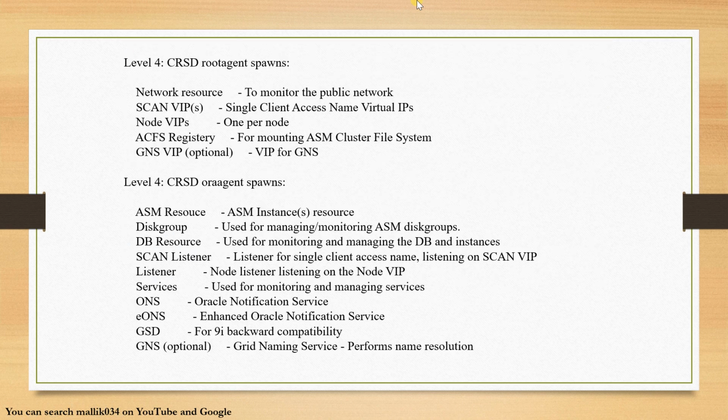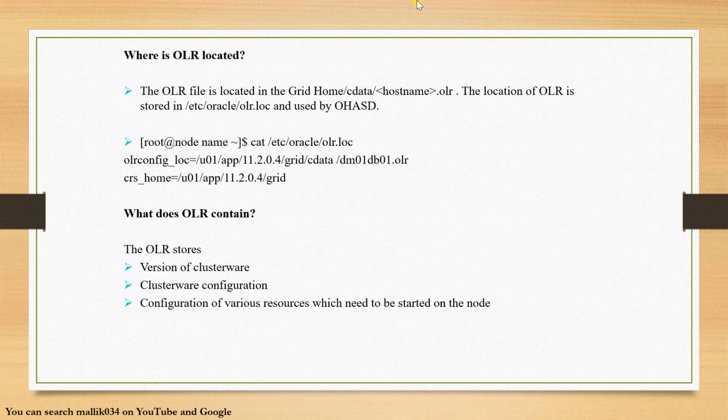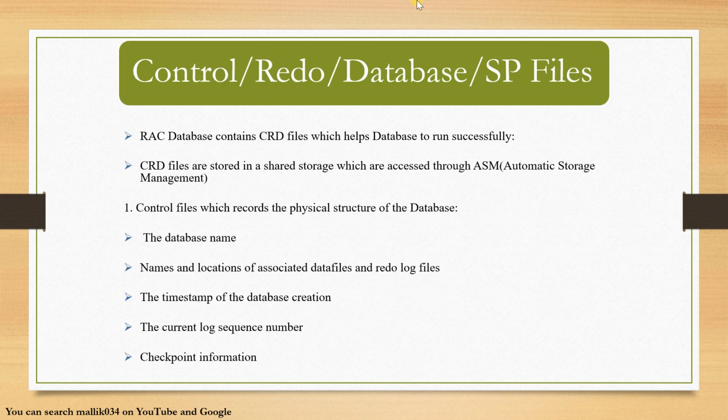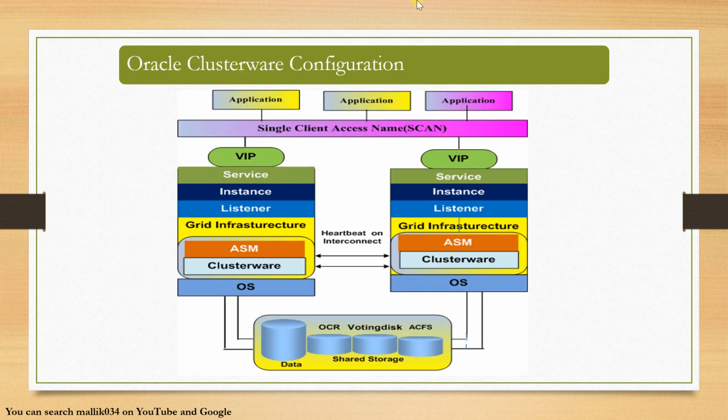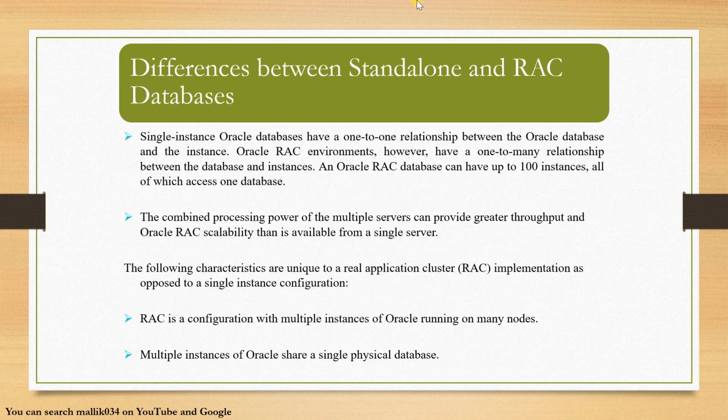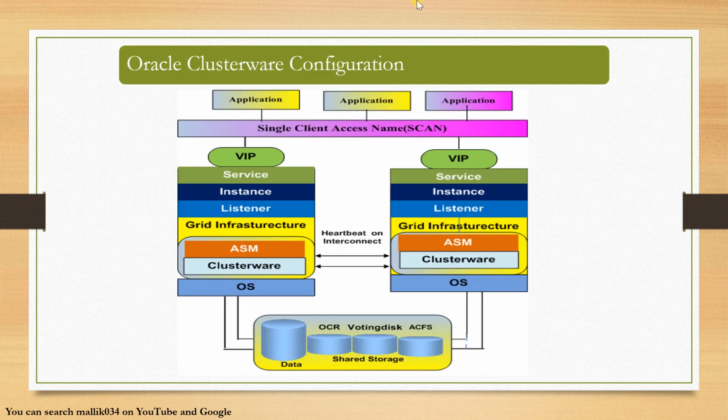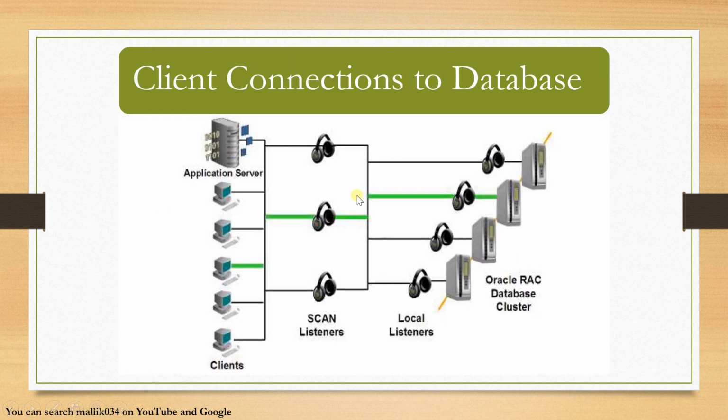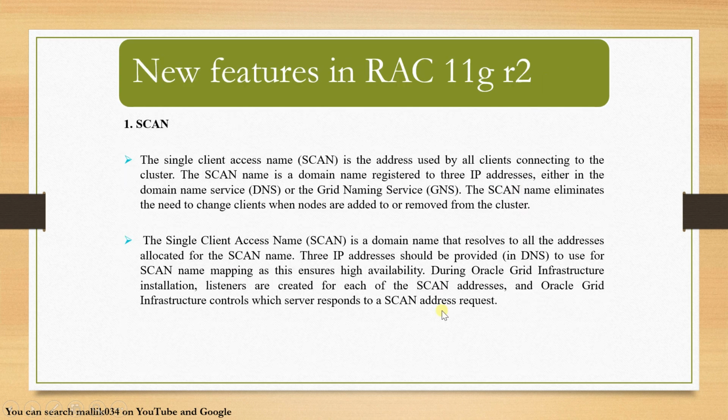Just to show you SCAN, I'll go back to my previous slide. Okay, here it is. So whenever a client connection comes, it will go to SCAN. SCAN will give any one of the IPs. By default 3 SCAN IPs, 3 SCAN listeners, and 3 SCAN VIPs will be set up in your cluster. So it gets one IP, through it connects to one of the SCAN listeners, and via the SCAN listener it goes to the local listener. The local listener connects to the particular instance.